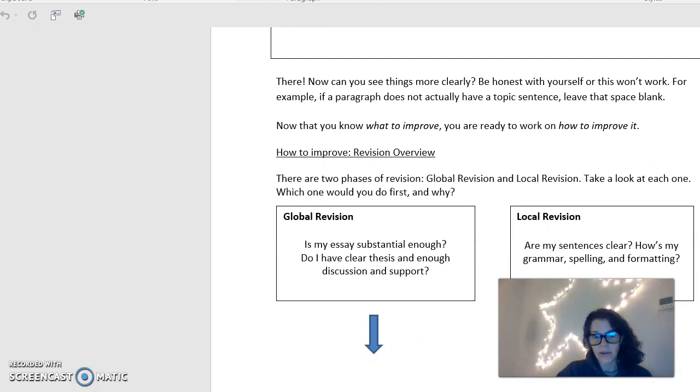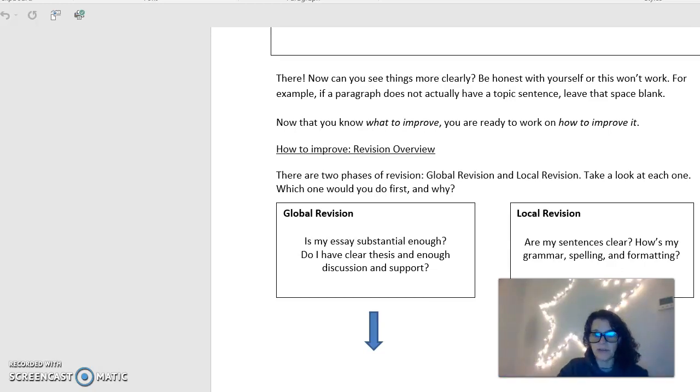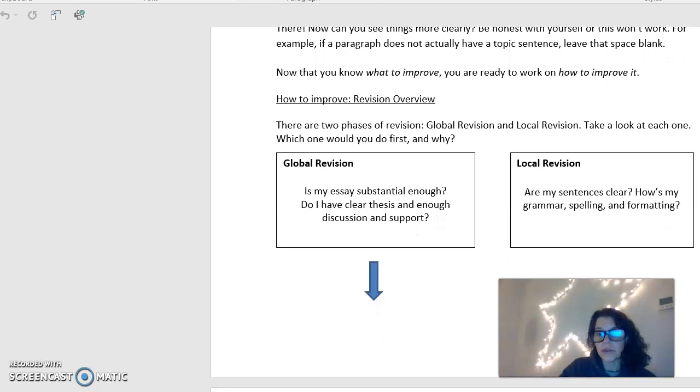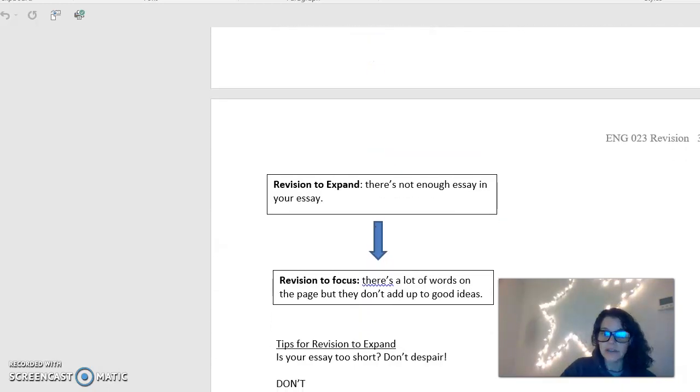And this handout talks about how revision works, that you do the big picture of revision first before you look at grammar and spelling and stuff. And part of that big picture or global revision is 2 phases. One is revision to expand and the other is revision to focus. So the first step is to come up with more ideas. That's revision to expand. The next step is revision to focus. That's when you have lots of ideas and you have a wonderful big mess and you need to figure out how to make sense of it.